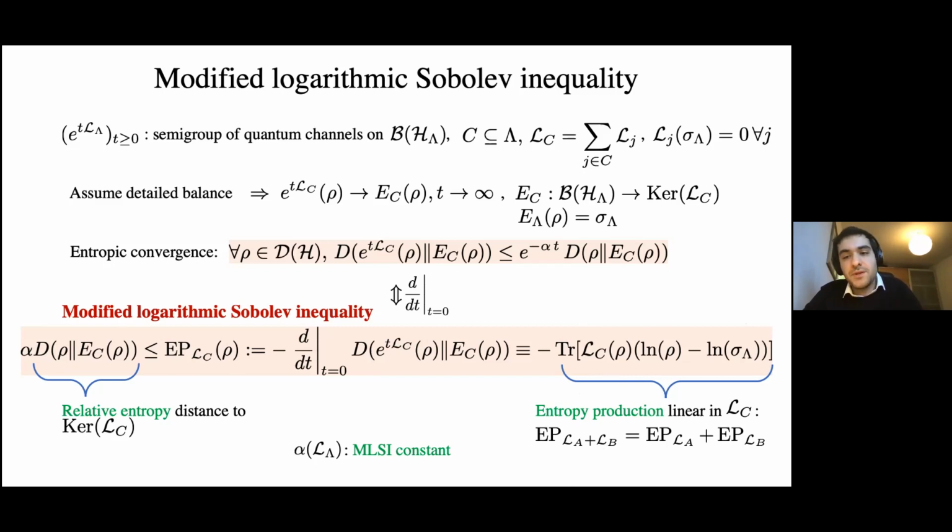But of course, for this, we also need to find a good way to control the left-hand side here. So we want to upper bound this relative entropy in terms of a sum of relative entropy distances to projections onto local regions. And that's where all the proof will go. Just for the sake of notation, alpha of L will be called the MLSI constant, MLSI for modified logarithmic Sobolev inequality. And this is the best constant that achieves this inequality for all states rho.